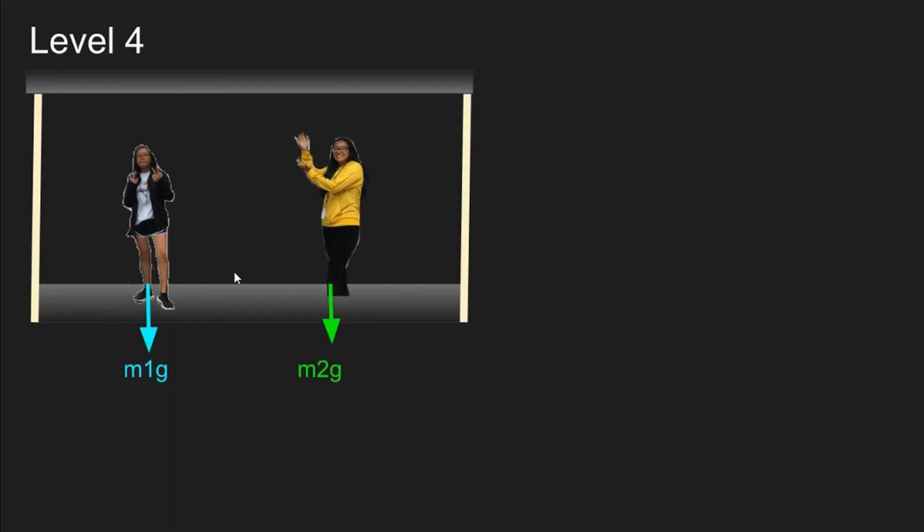Anyways, let's put some people on there. This is my friend Tran, and she has weight M1G. And this is her twin sister Sam, and she has weight M2G. Our goal is going to be to find the tension in one of the strings. Let's say we want to find the tension in the right string.